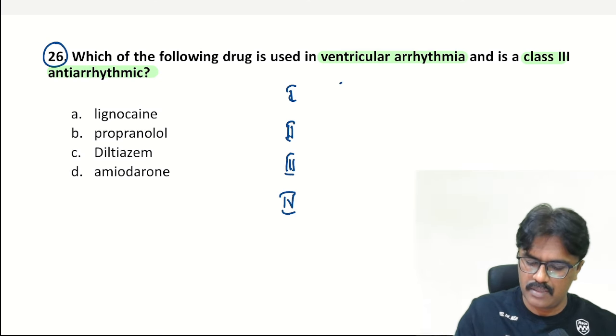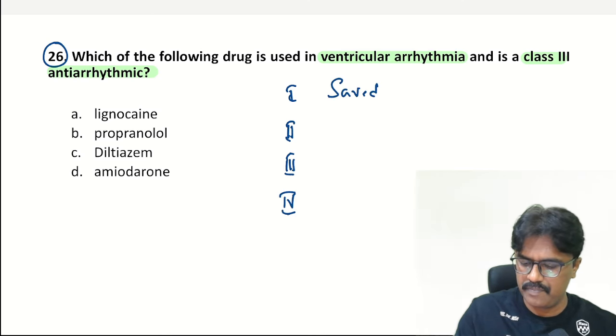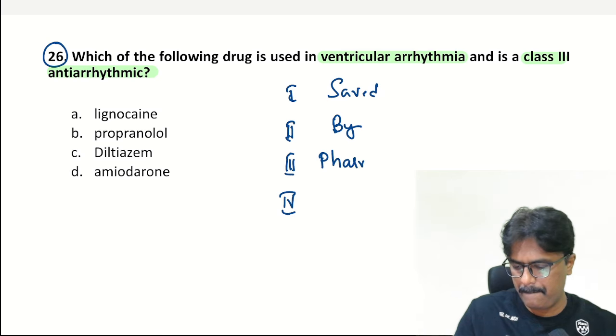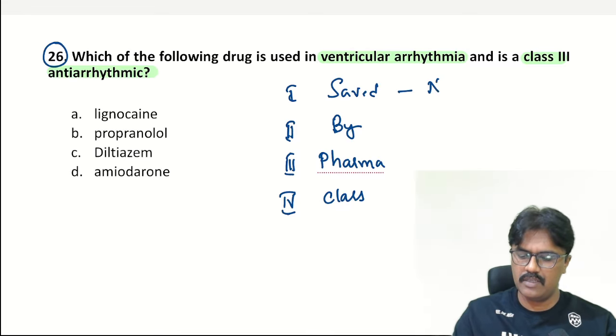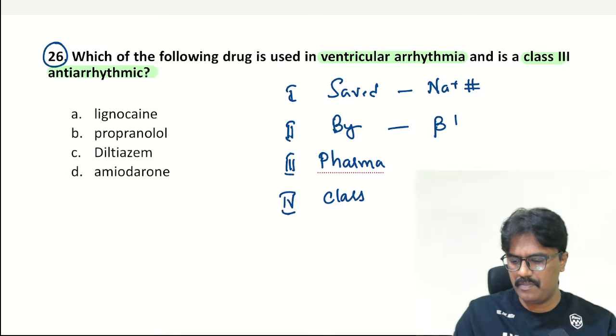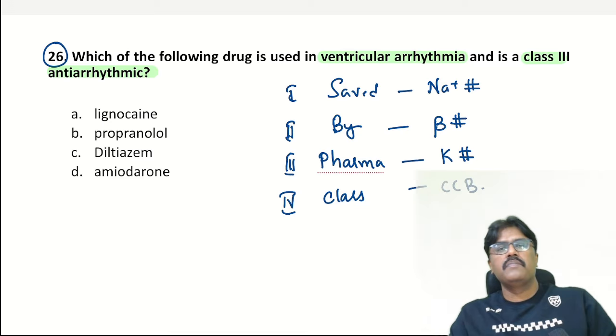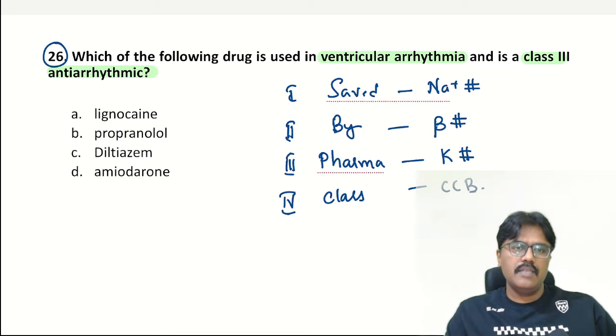The mnemonic is "Saved by Pharmacology". S means class 1 drugs are sodium blockers. S for sodium, B for beta blockers, P for potassium blockers, and C for CCBs. So they are asking class 3.